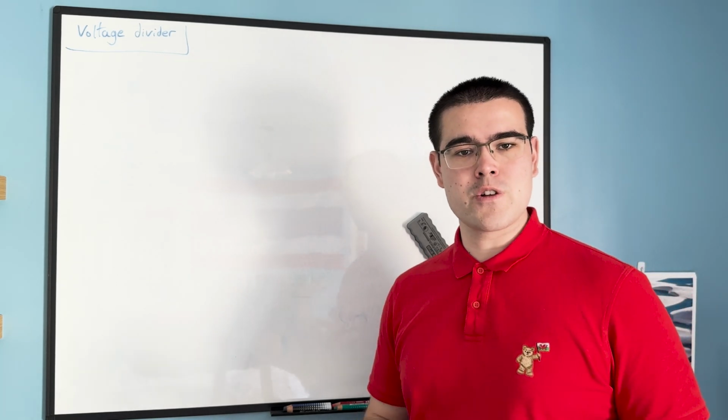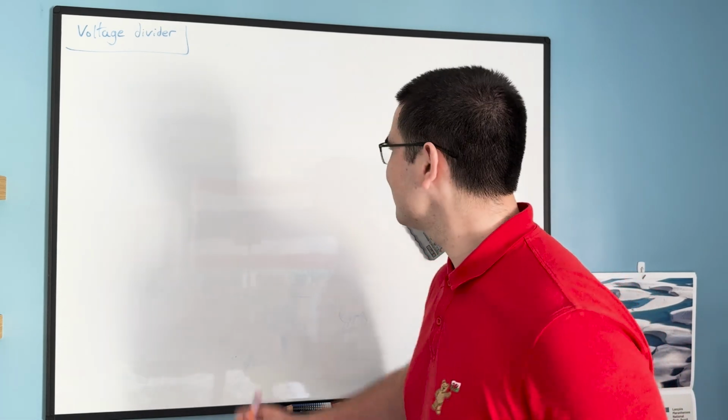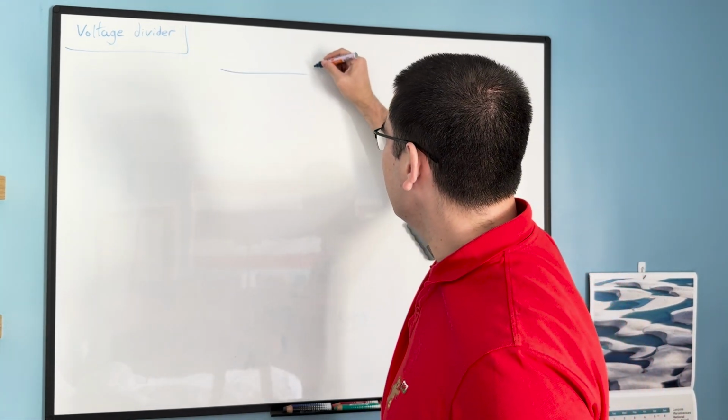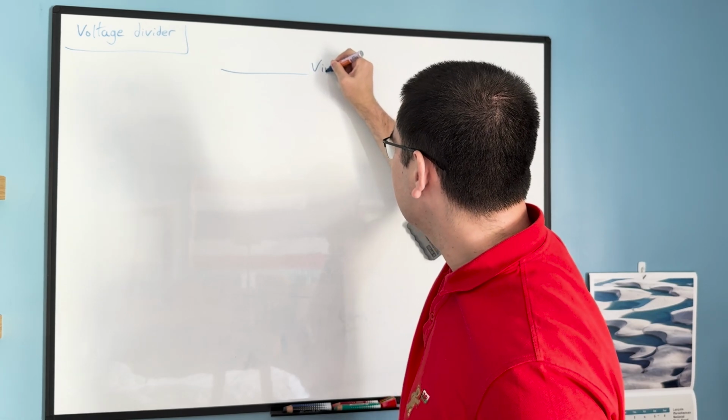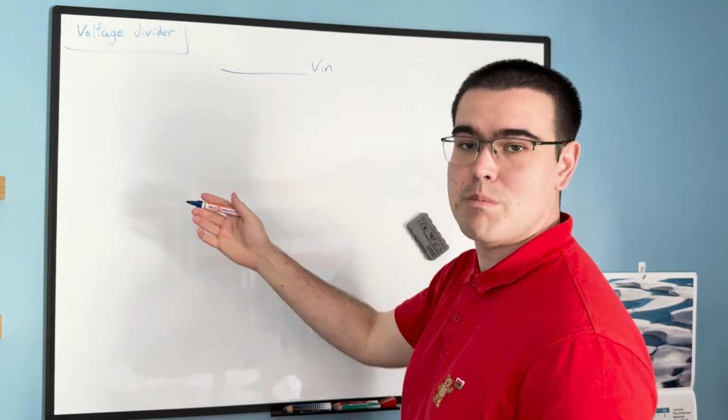Today I would like to introduce to you the concept of what we like to call the voltage divider, okay? So let's just start by drawing the circuit so we can see what it actually is. So we have a supply rail, let's call this V in, because this will act as the input voltage.